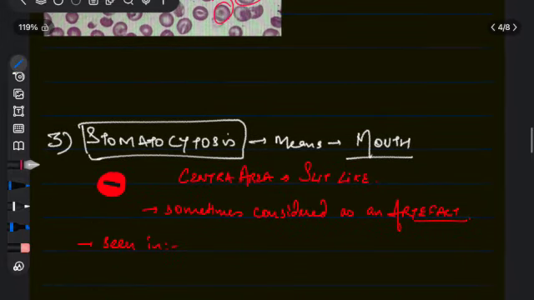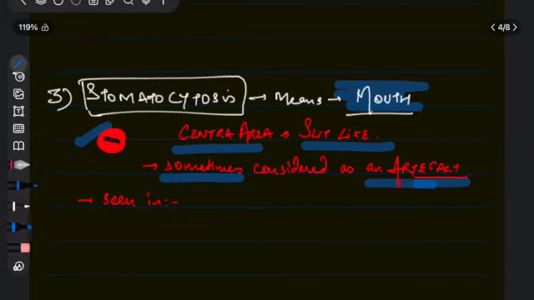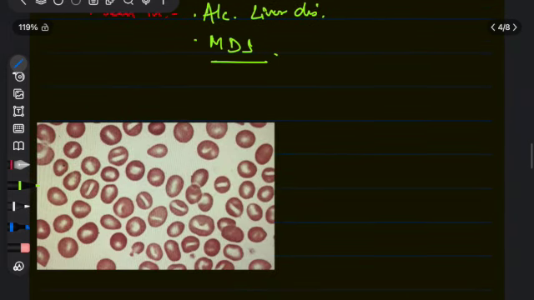Now the third cell is stomatocytosis. The word means mouth. In this type of cell the central area is slit like, as you can see in the diagram, and these cells are sometimes considered an artifact. Examples of stomatocytosis are alcoholic liver disease and myelodysplastic syndrome. The pic here shows stomatocytes, in which there is a slit like central area.